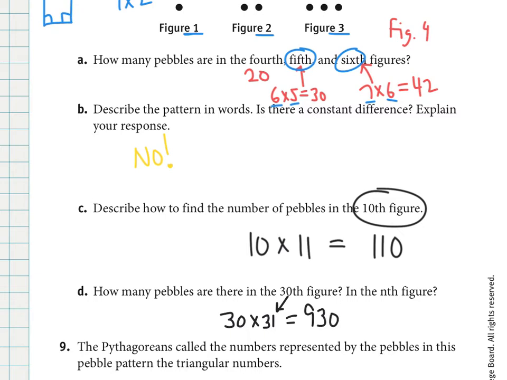So for the nth figure, for a variable, it's just going to be n times the next number up. Now, what's the next number up past n? n plus 1. We don't know what n is, but the next number would always be n plus 1.